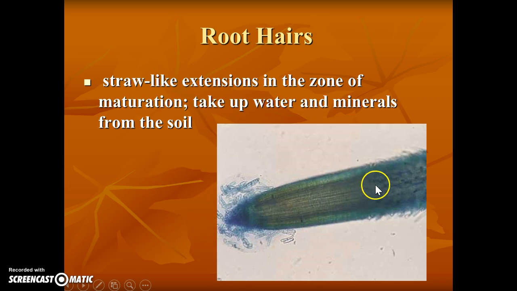Root hairs, we talked about root hairs being in the zone of maturation, and root hairs are straw-like extensions in the zone of maturation. They're there to help take up even more water. The root itself is taking up water, but then these root hairs also help in taking up even more water. So those are the root hairs.